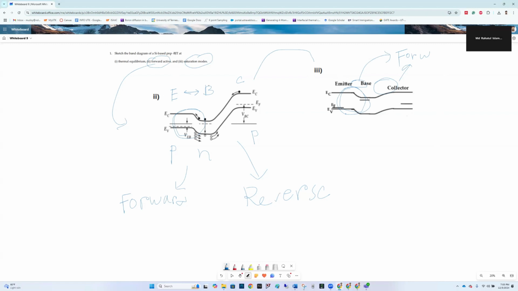So in the forward active mode, the BC junction is reverse biased. That's why the potential barrier height is higher. And in the case of saturation mode, this is forward biased. That's why the potential barrier height is reduced. Okay, so that's how you sketch the band diagram of a silicon-based PNP BJT. Now let's move to question number 2.